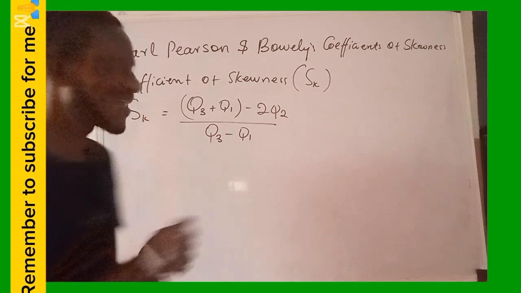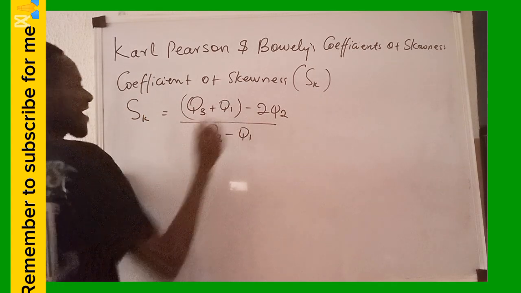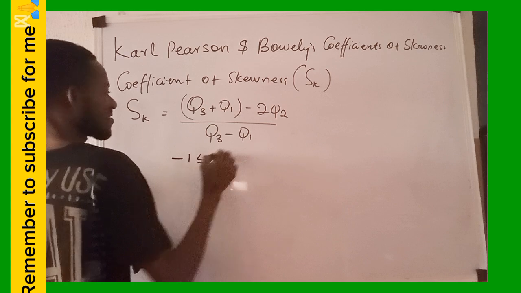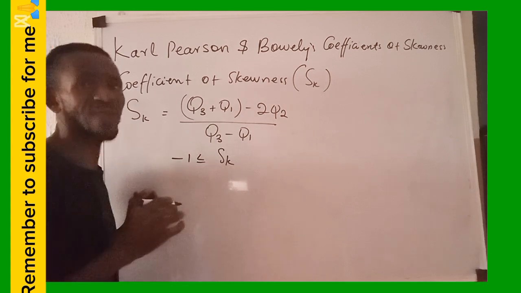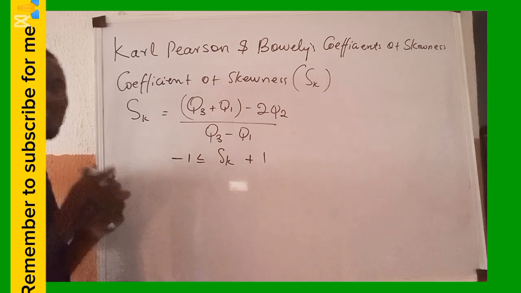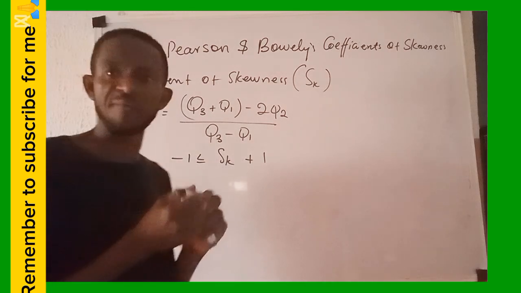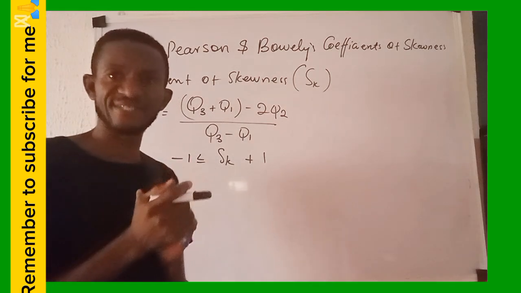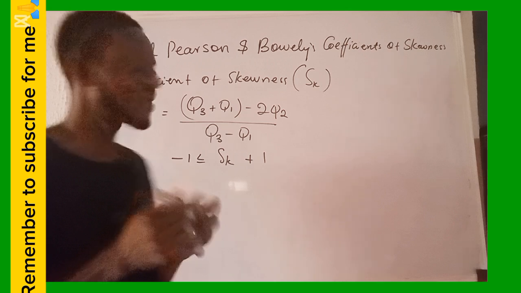And he said that the least value that this formula can take is minus 1, and the highest value it can take is plus 1. So this becomes the range of Bowley's coefficient of skewness.